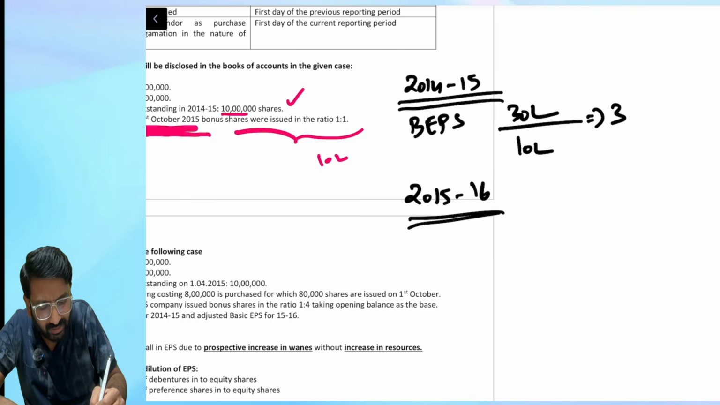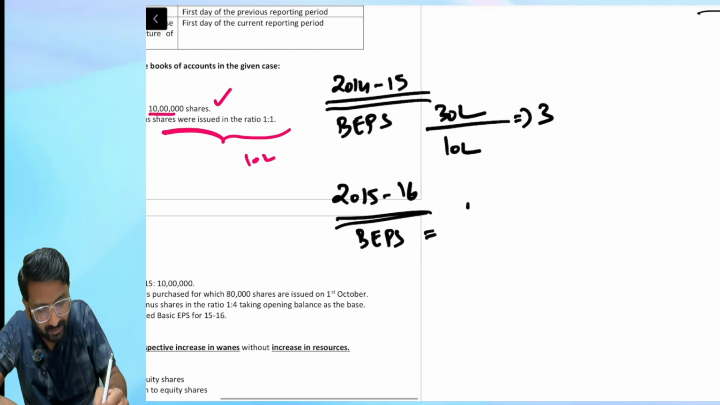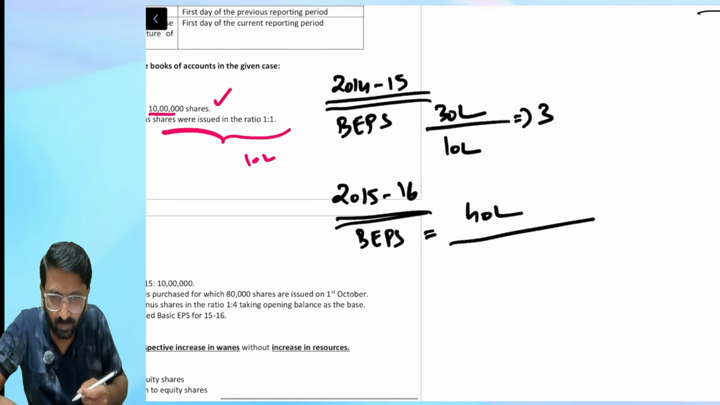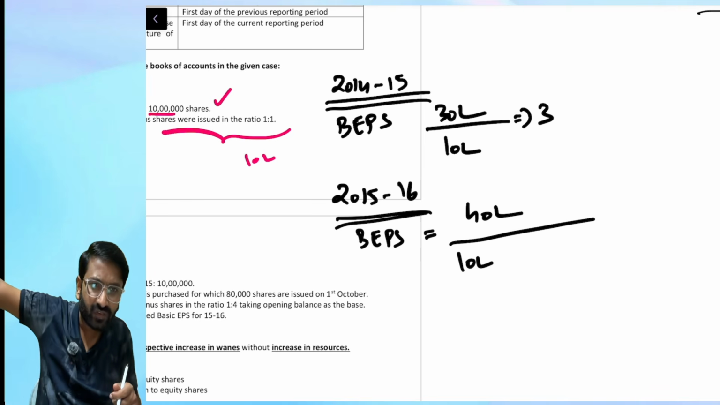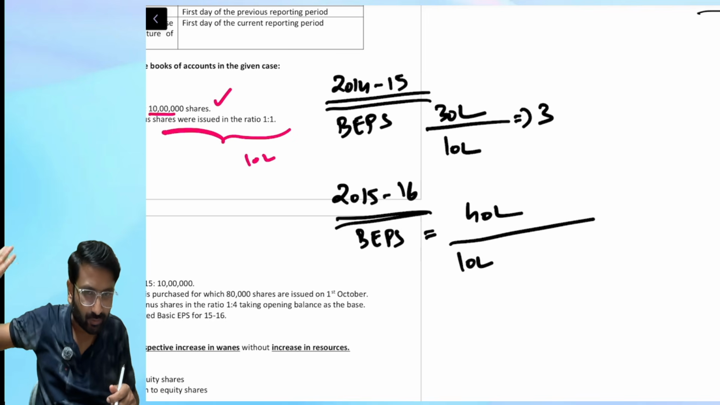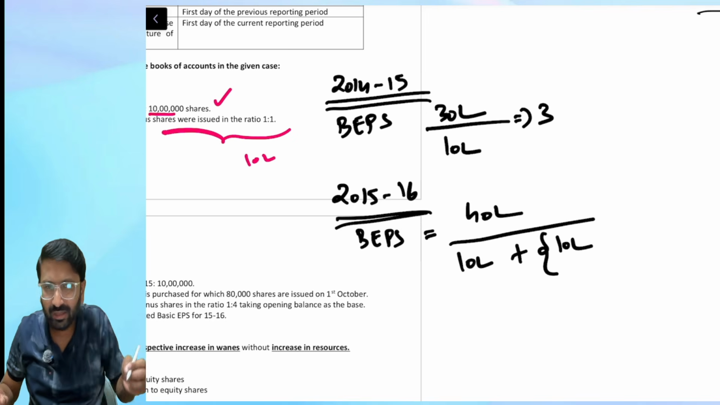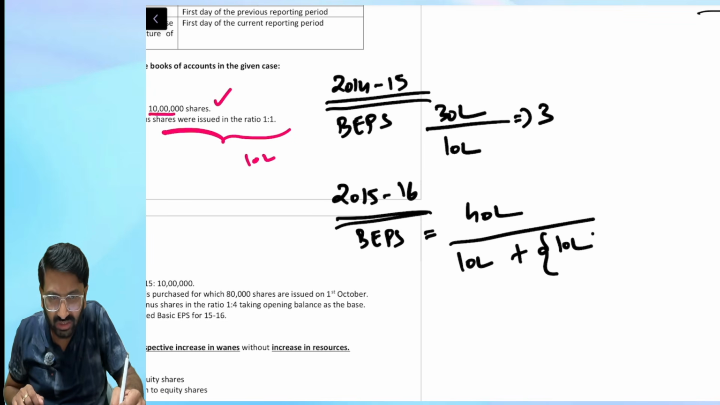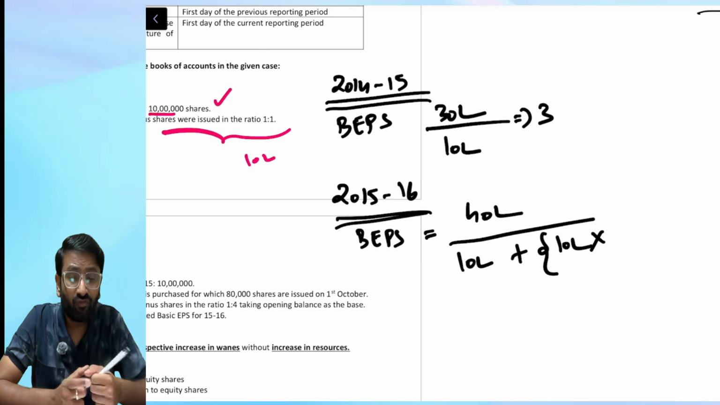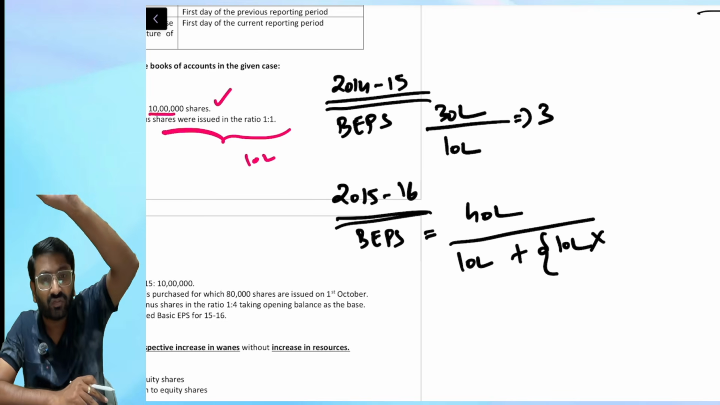15-16, when I calculate basic EPS, what is the profit given in the question now? 40 lakh. 40 lakh divided by, so at the beginning of the year, 10 lakh shares are there. That 10 lakh will be there for the entire year. So 10 lakhs into 12 by 12 plus how many bonus shares are given? 10 lakh. And this 10 lakh bonus shares will be assumed as if it is there from the first day of the last year.